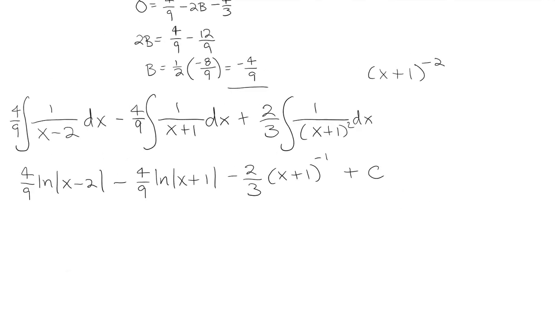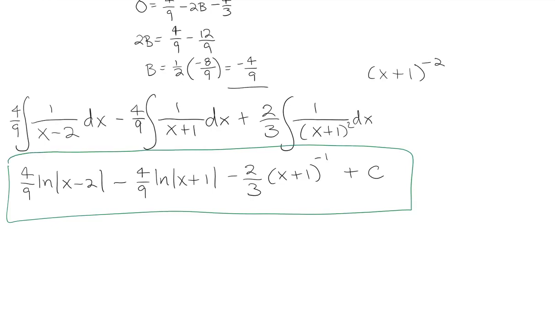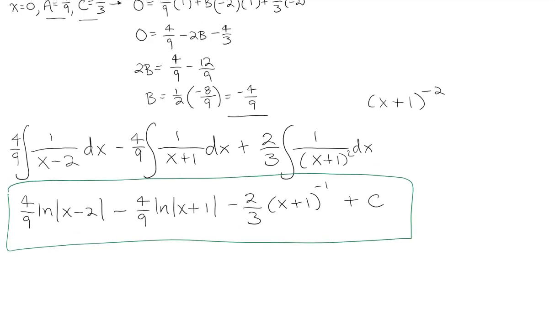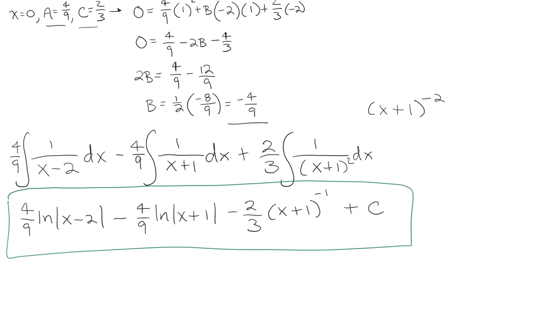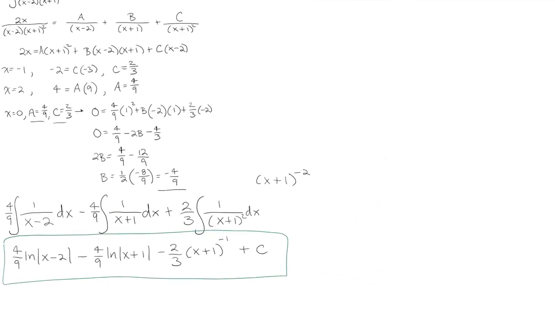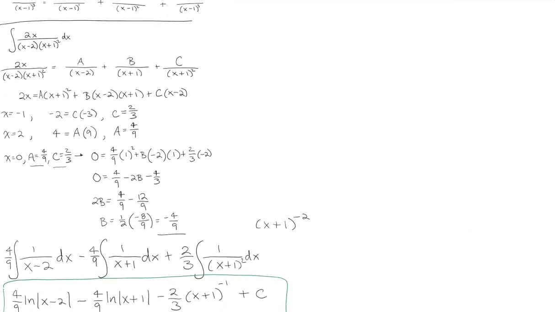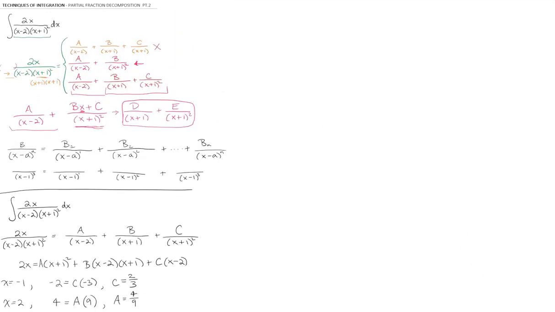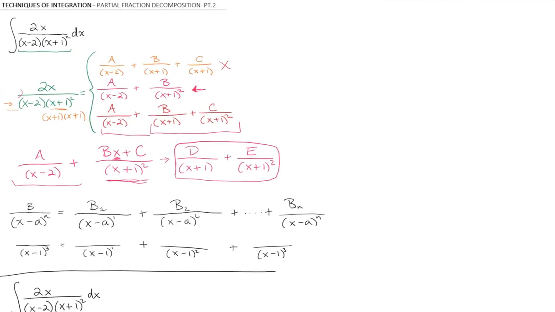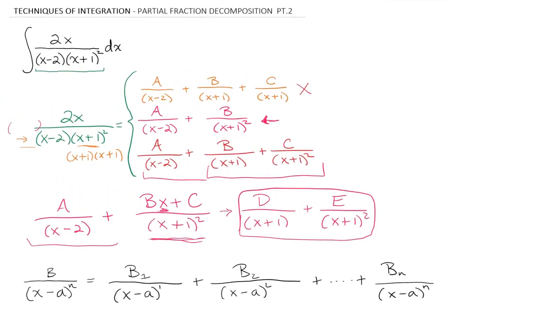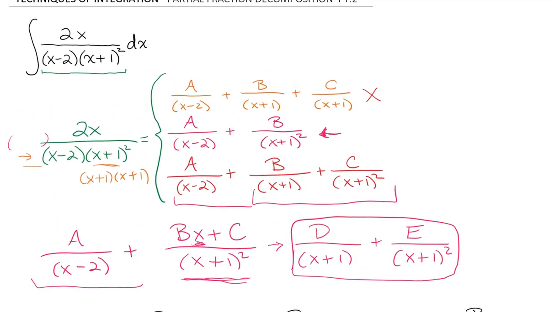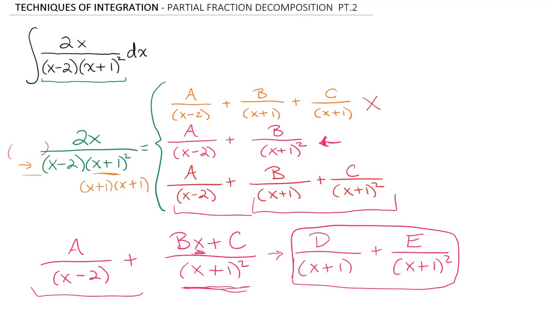And now we have our answer. 4/9 ln absolute value of x minus 2 minus 4/9 ln absolute value of x plus 1 minus 2/3 times (x plus 1) to the minus 1 plus c. And that is how we solve integrals, how we decompose the rational functions that have repeated factors in the denominator.